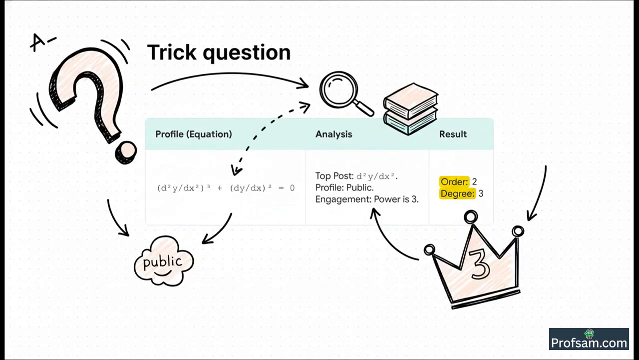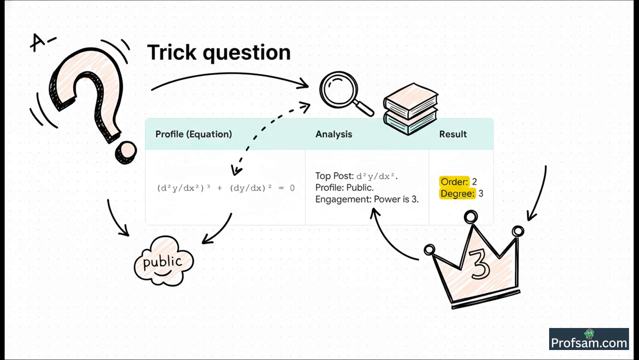Okay, last one, and this is a common tricky one. (d squared y/dx squared) cubed plus (dy/dx) squared equals 0. Let's do our check. Top post. The highest derivative is d squared y over dx squared, so the order is 2. Is the profile public? Yep, no derivatives are hiding inside other functions. Now for the degree, be careful here. We only care about the power of the highest order derivative. Our highest one is d squared y over dx squared, and its power is 3. We completely ignore that power of 2 on the other term because it's not the highest order one. So the degree is 3. Final answer? Order 2, degree 3.